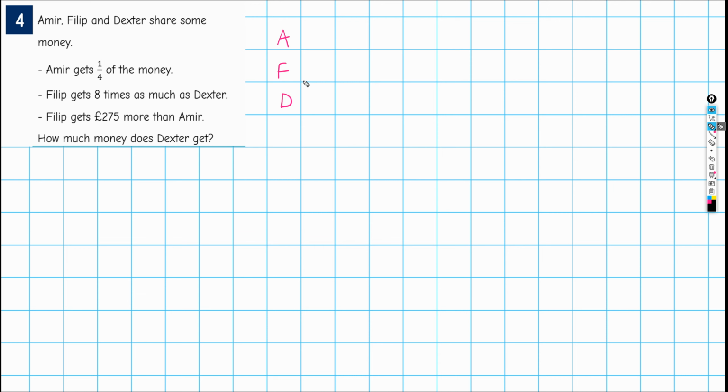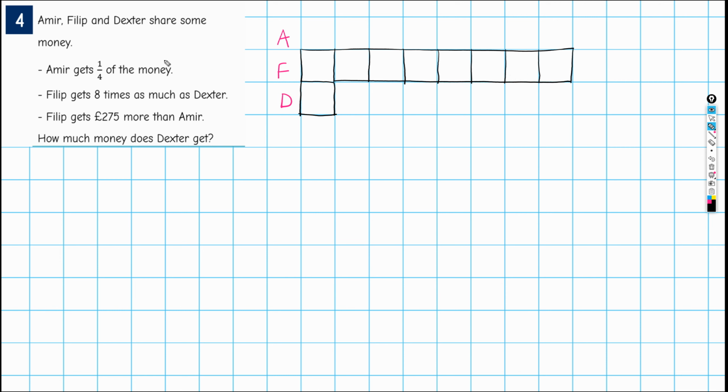So I am going to draw a unit, a part for Dexter. Okay, and I'm saying that that's what Dexter has. And if that's what Dexter has, then Philip has 8 times that. So 1, 2, 3, 4, 5, 6, 7, 8. So this is what Philip has.